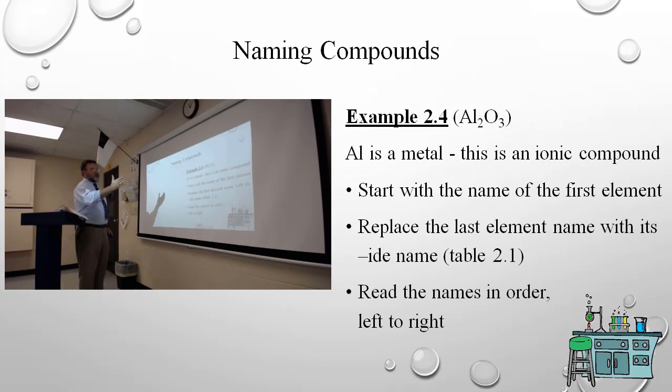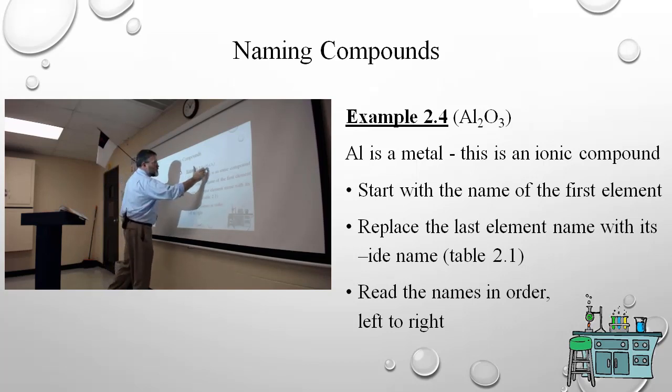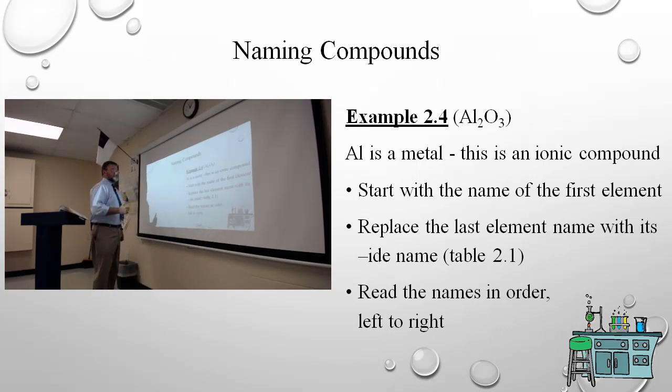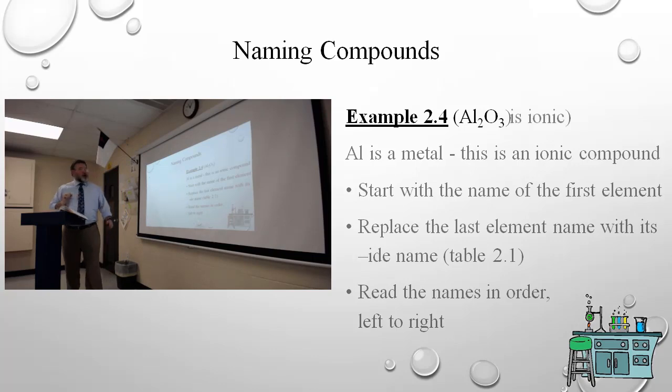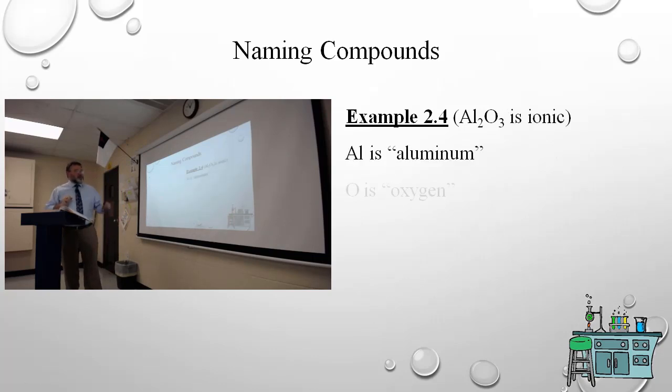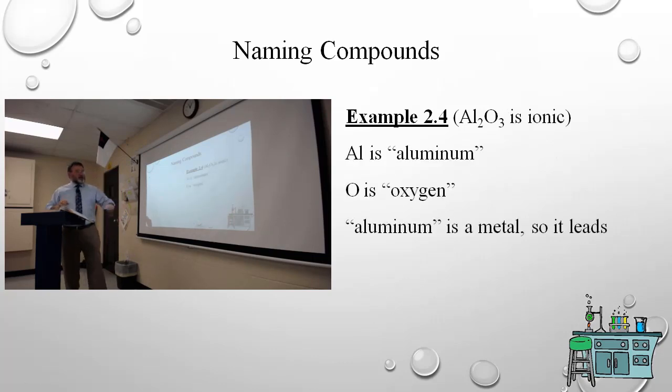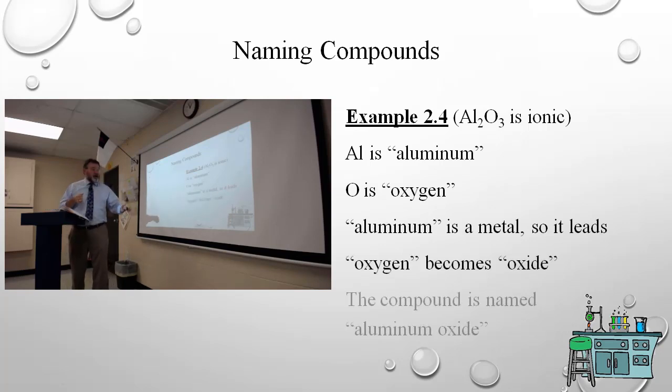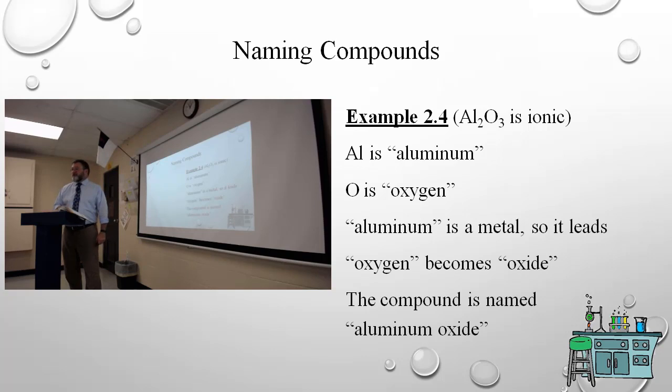So what's the first element's name? Aluminum. It's ionic, so I don't worry about the subscripts. And the last element is oxygen, so it becomes oxide. Good. So aluminum stays aluminum, oxygen becomes oxide, and the compound is aluminum oxide.